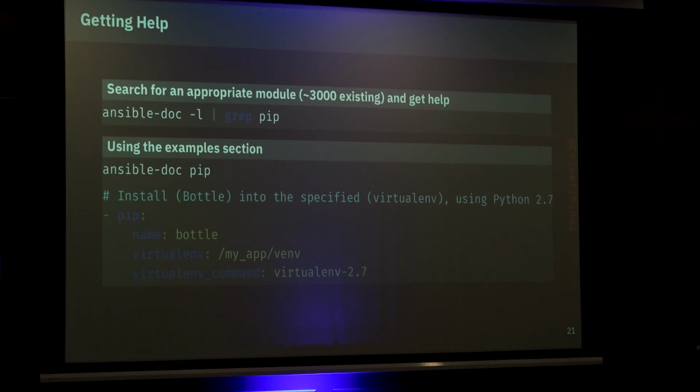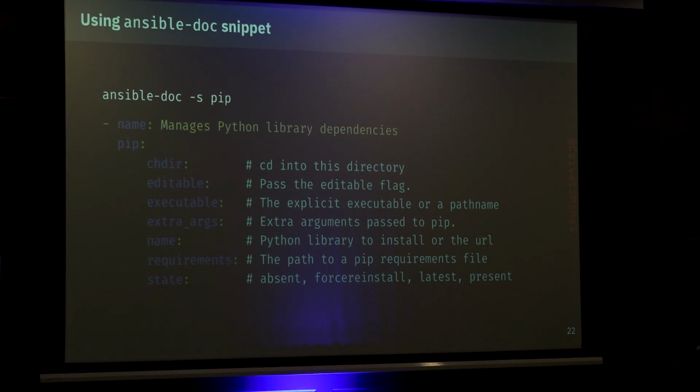I can make this idempotent. I can install it in a specific location. I can do it as a root user or as a local user. We probably want a local user. So fairly simple. If I need more information, I do a -s, and that basically gives me the snippet of all of the options that I have for this module. So for example, here you can see state, absent, forcereinstall, latest, and present. Latest will update. Present, if it's existing, don't mess with the version.